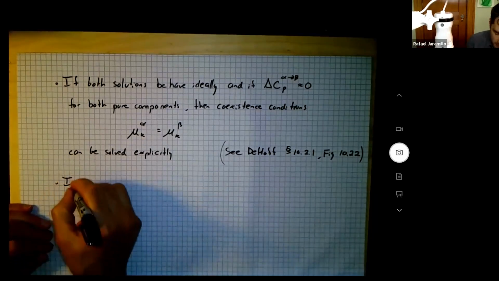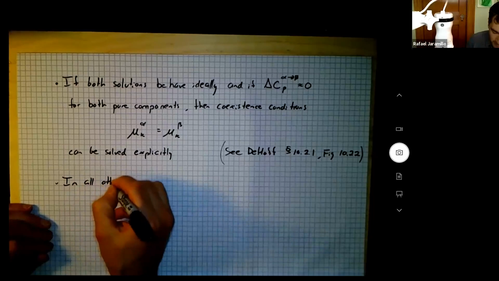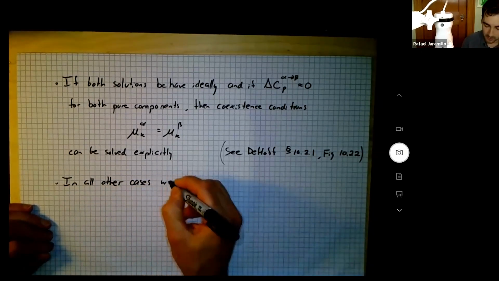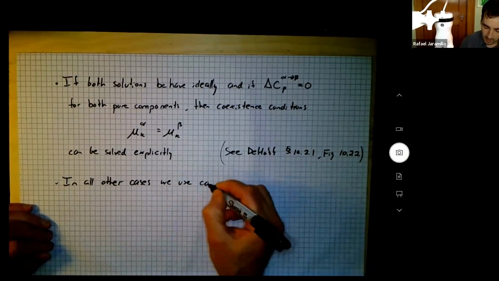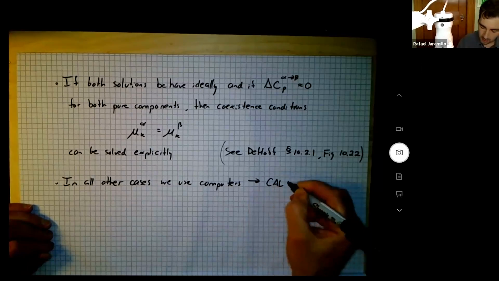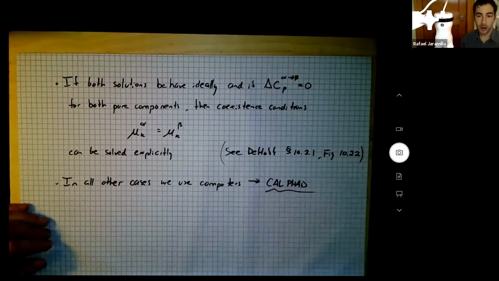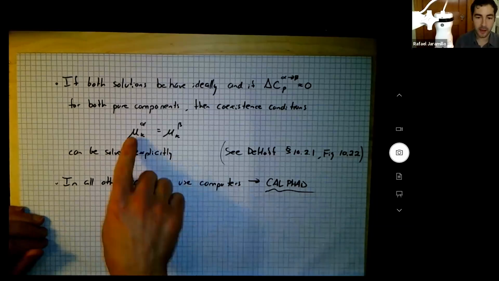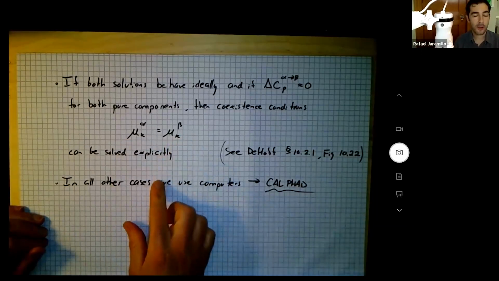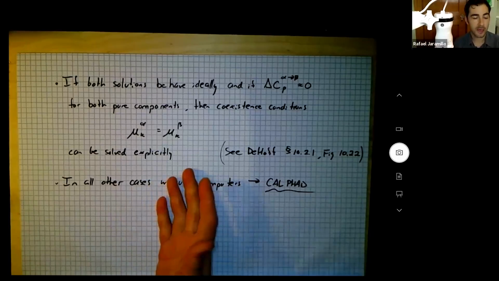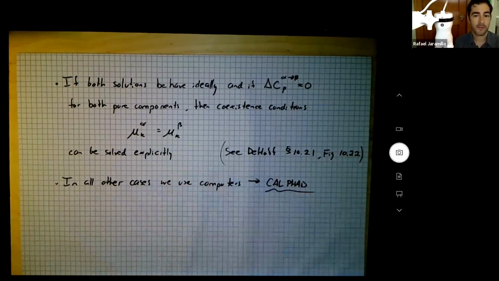In all other cases, we use computers, right? In all other cases, we let the computer do the work for us because it becomes unrealistic to do it ourselves. And so we use the computer to evaluate these equilibrium conditions, or it's saying the same thing to say we use a computer to evaluate the common tangent conditions and draw the phase diagrams for us.